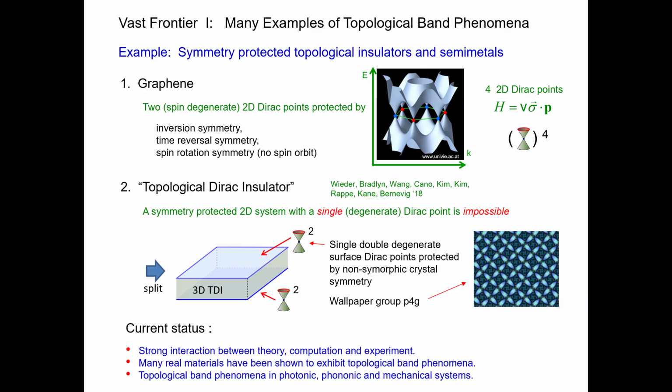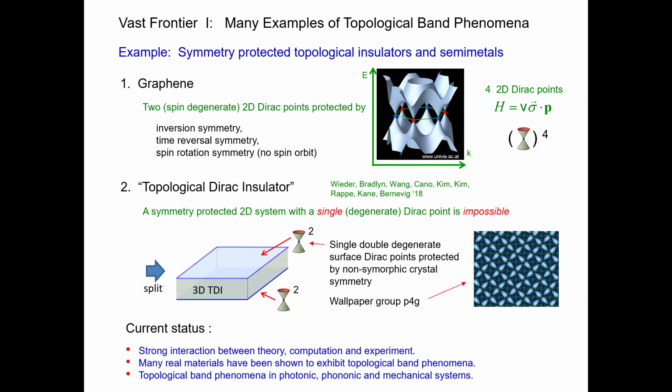And the answer to that is because of the interplay between symmetry and topology. And there's an interesting thing. So graphene has Dirac points. It has 4 of them, because there's 2 spins and there's 2 valleys.